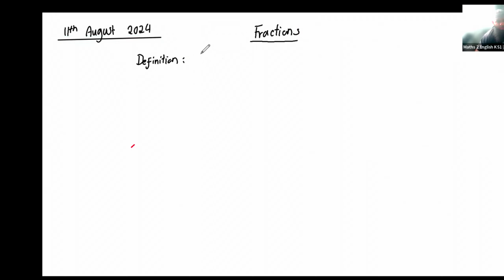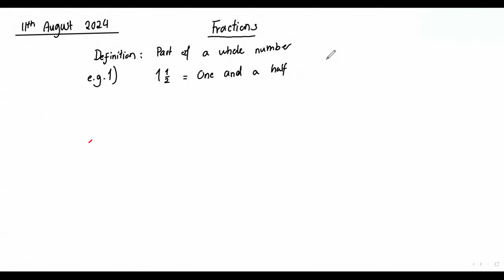Part of a whole number, okay? For example, example number one, we have 1.5. You can write it as 1 and 1/2. That means 1.5. We have a whole pizza and we got half a pizza.